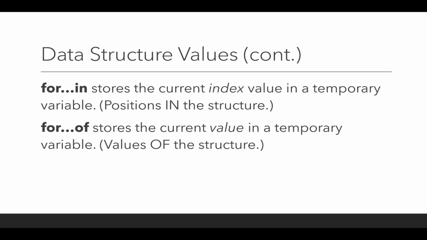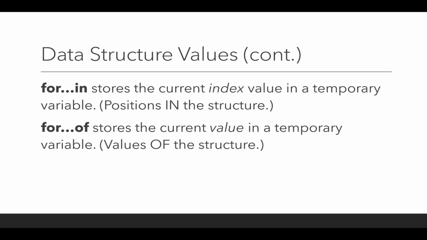Instead, we can either care about the index of a current value for in, or the value of a current value for of, depending on what we want. And again, a way to remember this is positions in a structure, what position is something in, and values of a structure, what values are in this, values of, positions in. Let's move over to VS Code to look at another example.